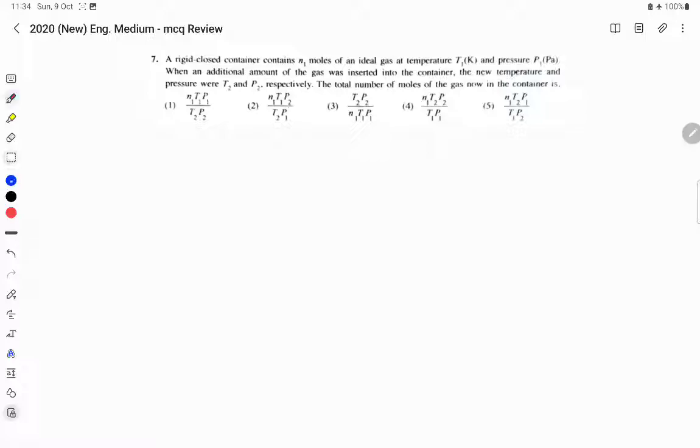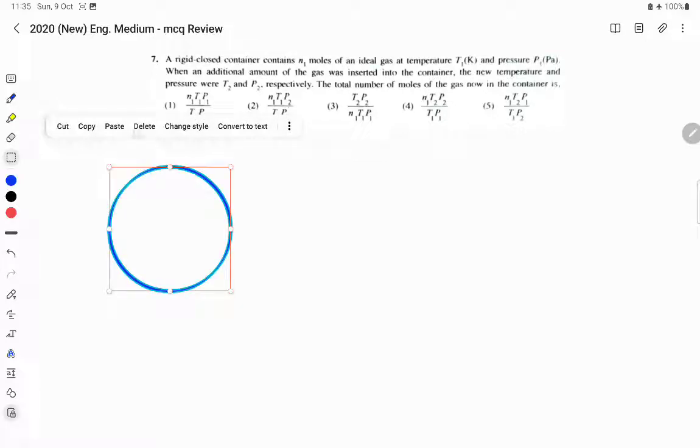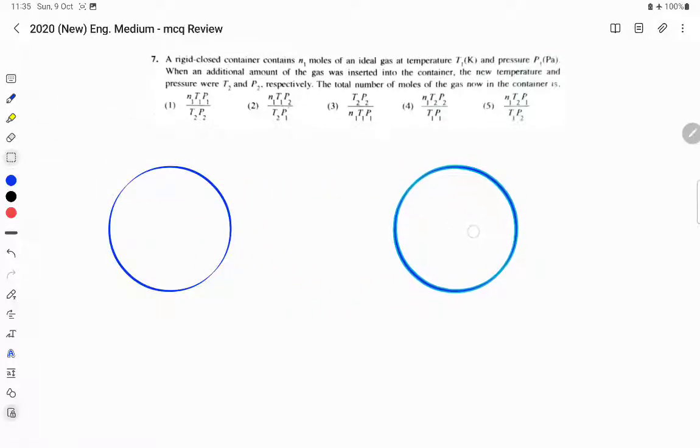Right, there are two situations: before addition of the extra amount of the gas and after addition of the extra amount of the gas. Let's mark those data in a diagram. Now this one will be the before situation, before addition of the extra amount. This will be after addition of the extra amount.